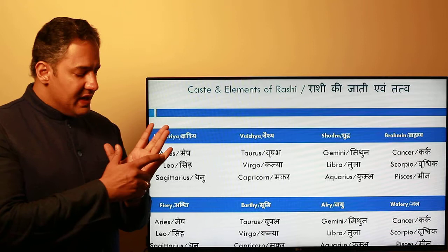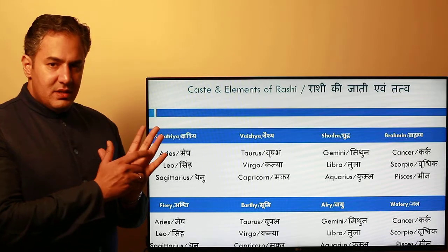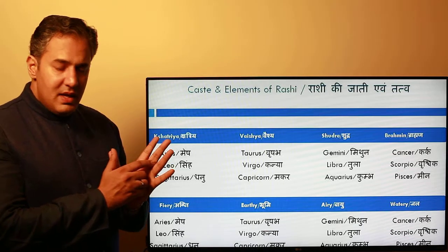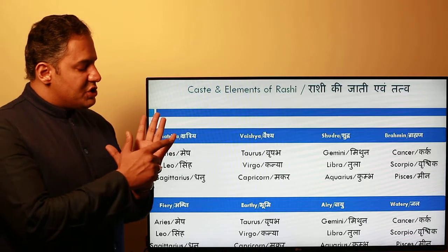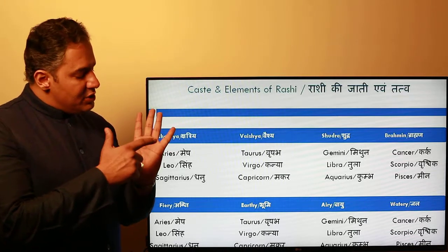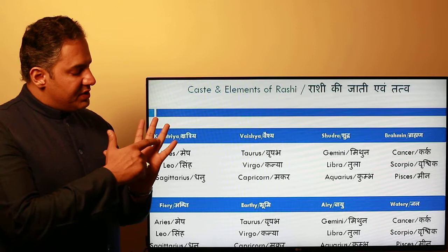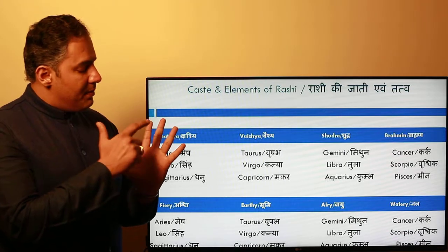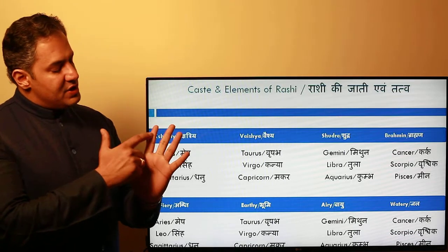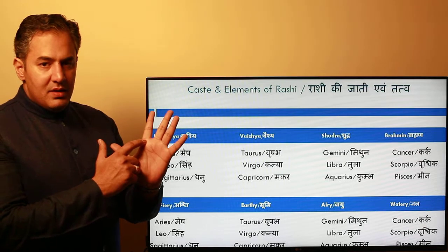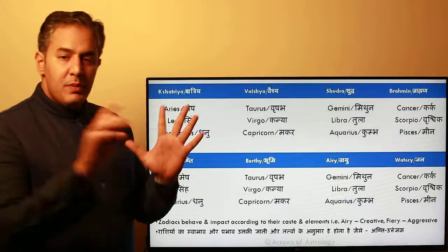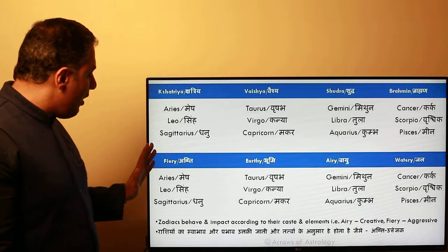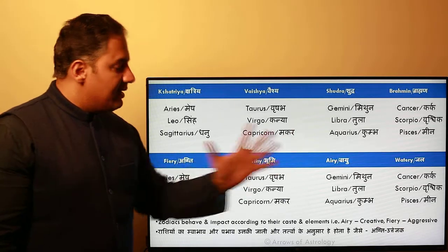Now a very easy way to learn this is, if you learn the 12 zodiacs on the slits of your fingers, and then you count it like Kshatriya, Vaishya, Shudra, Brahmin, Kshatriya, Vaishya, Shudra, Brahmin, Kshatriya, Vaishya, Shudra, Brahmin. Then it becomes all very easy. It will be very easy for you to learn the order of these elements as well.